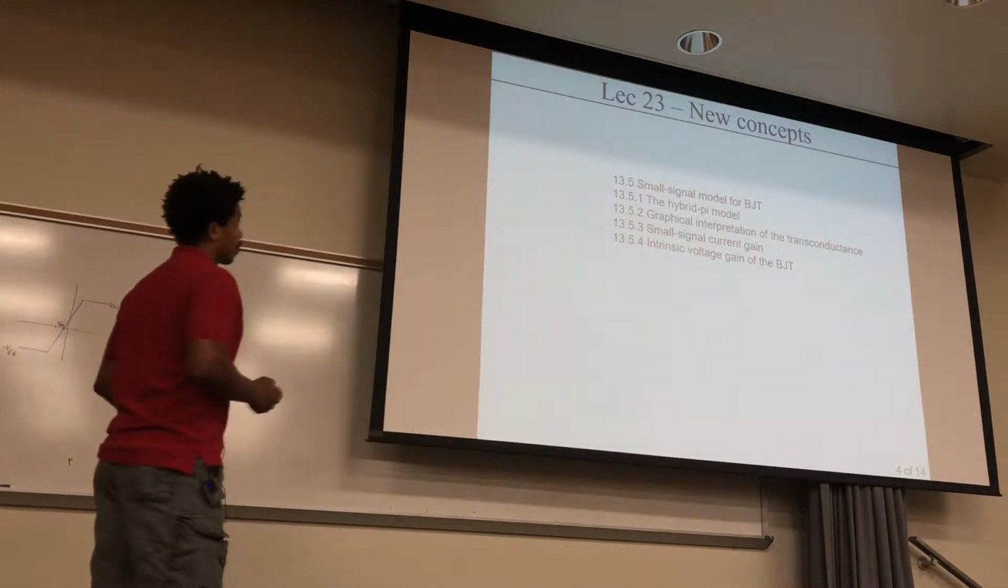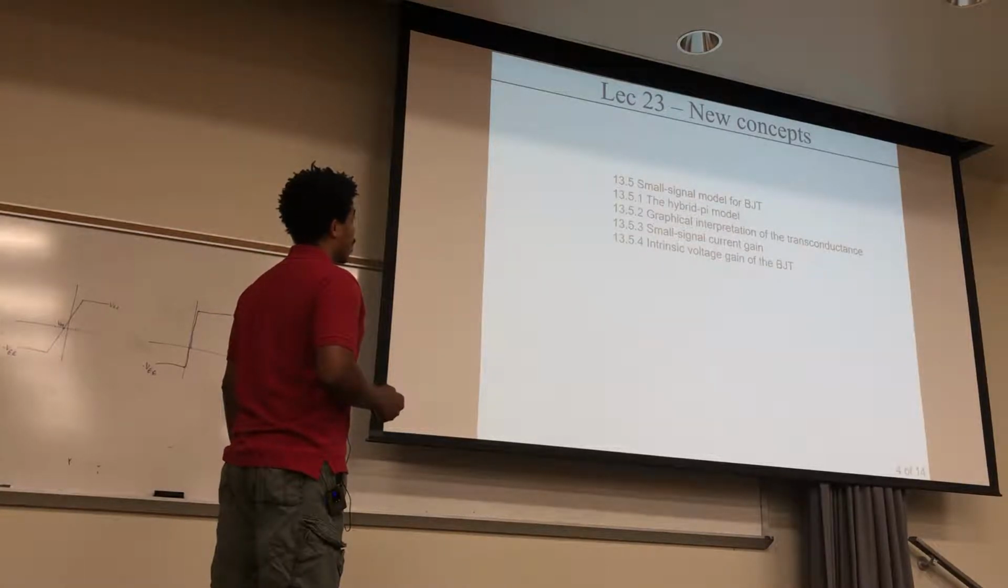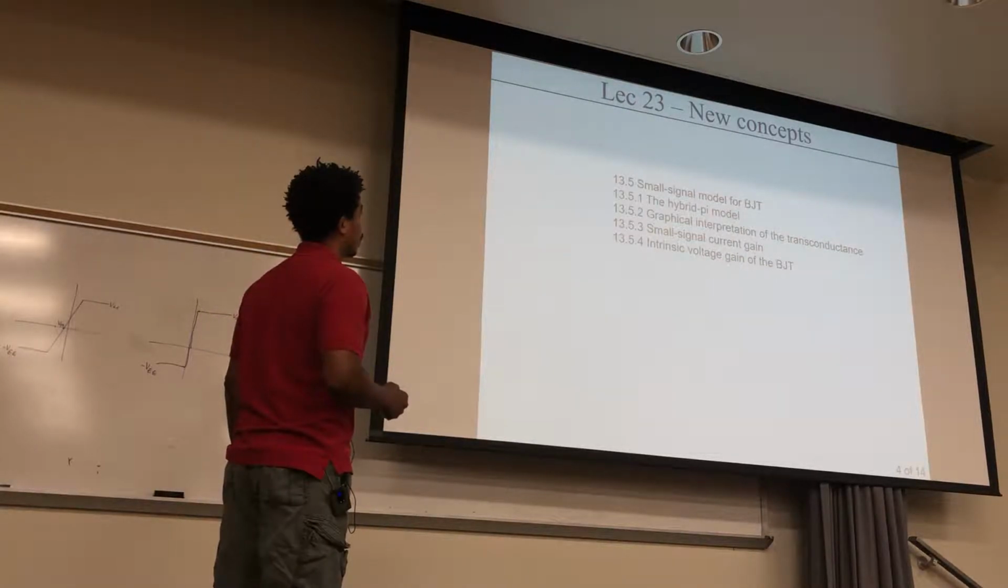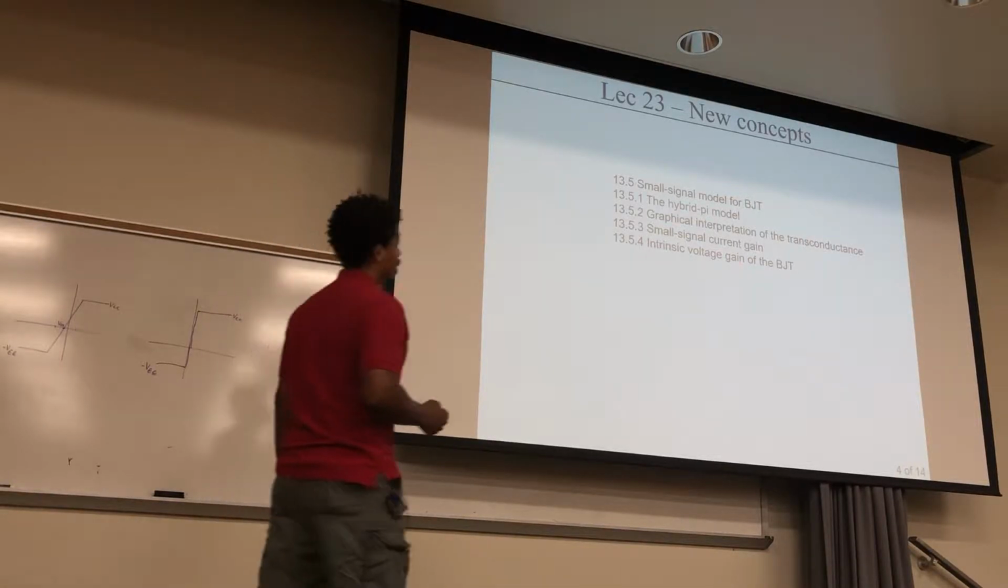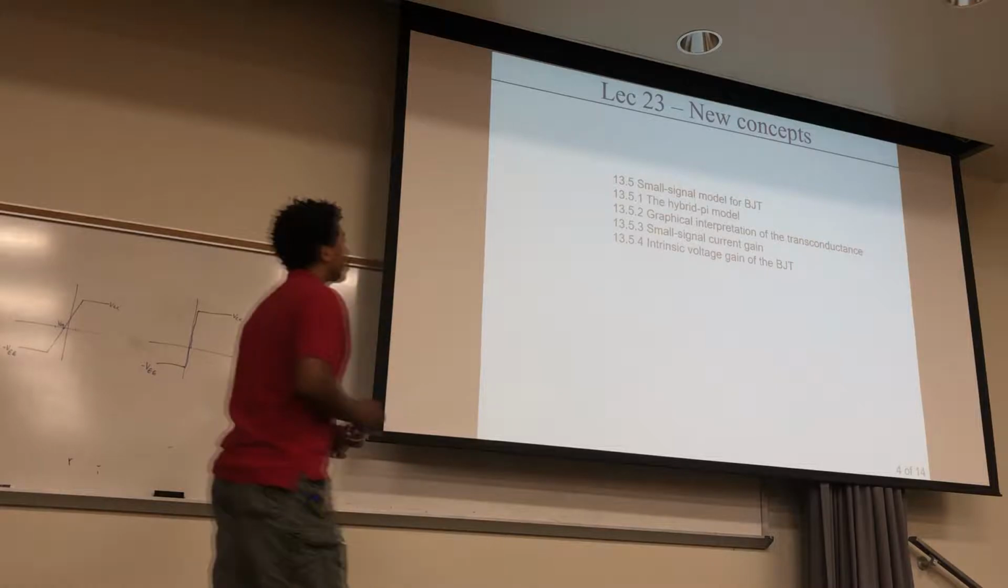Okay, so here are the topics we're going to talk about today: small signal model for the BJT, the hybrid pi model, which is the most popular, graphical interpretation of transconductance, small signal current gain, and intrinsic voltage gain of the BJT.